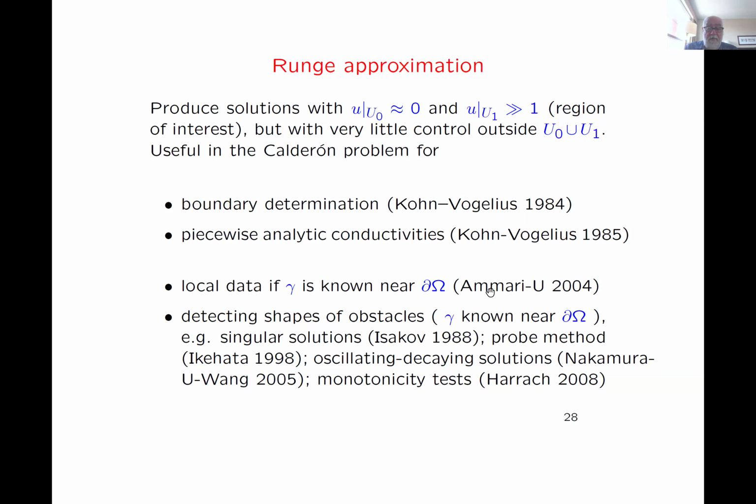We use it with Habib Ammari to show that you can recover the conductivity if you know the Dirichlet to Neumann map in an open subset of the boundary, as long as you know the conductivity near the boundary. So we use the Runge approximation to continue to the interior, detecting shapes of obstacles. Isakov and Ikehata developed the probe method using the Runge approximation, oscillating Gaussian solutions. There are several things that use this Runge approximation, a very useful method.